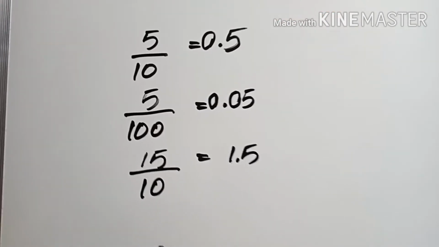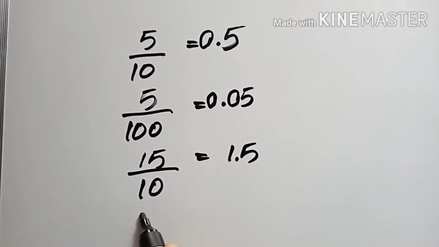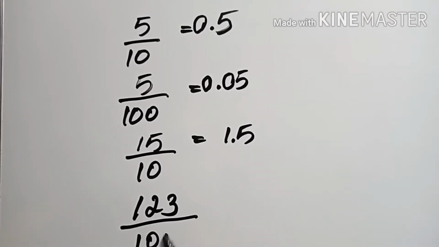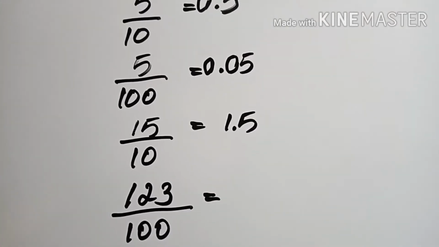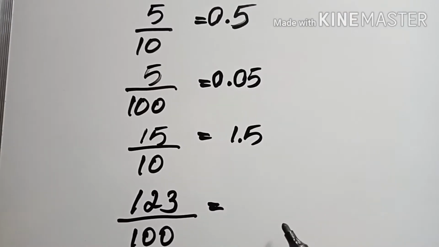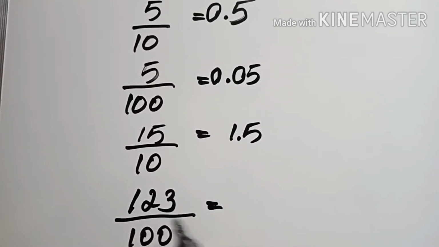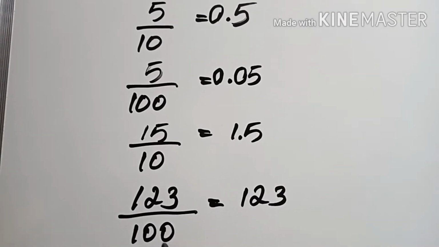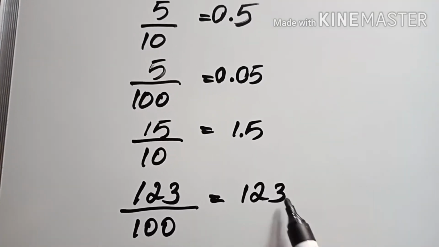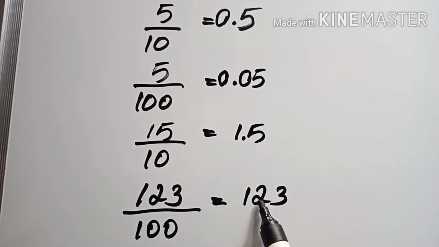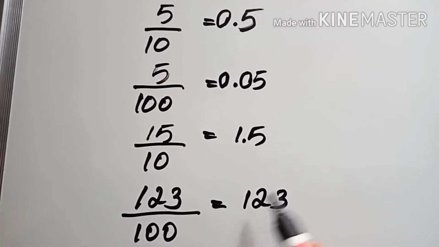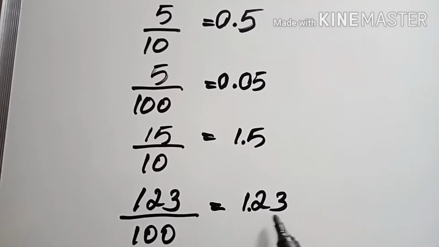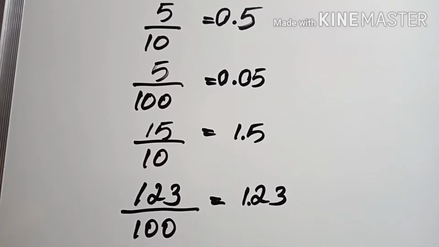Okay, let's consider one more, that is 123 by 100. How will we write the decimal form? First write the numerator, that is 123. Then how many zeros here? Total 2 zeros. So count from the right, two numbers: 1, 2. Before that put a point. So 1.23 is the decimal form of 123 by 100.